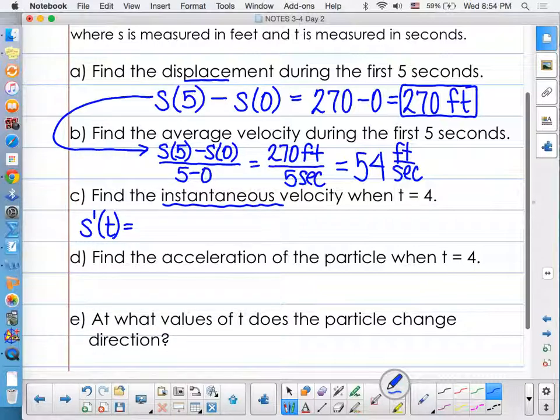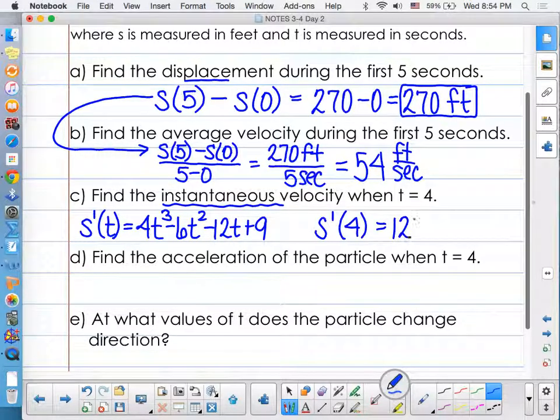So the derivative of that, you know how to get your derivatives. 4t cubed minus 6t squared minus 12t plus 9 to get the slope at any location or the velocity at any individual point. So we're going to evaluate the derivative at 4 seconds and double check, plug that in, and you should get 121, and this is a rate, feet per second at a time of 4 seconds.